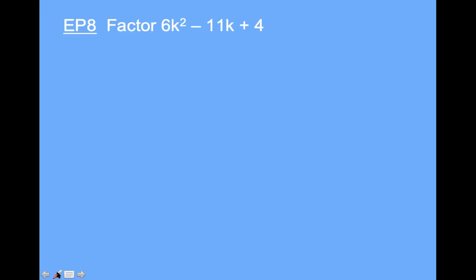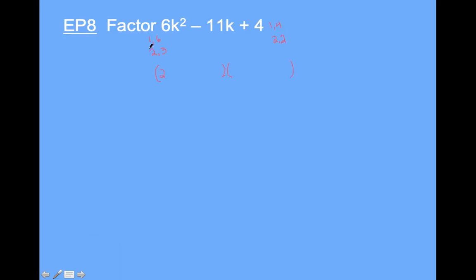So this is extra practice problem number 8. Again, for 6, my options are 1 and 6, or 2 and 3. For 4, I could use 1 and 4, or 2 and 2. All right, so I am going to make my parentheses. And I know some students don't like this because they're like, wait, I'm just guessing, but it's okay. We're going to see what works.